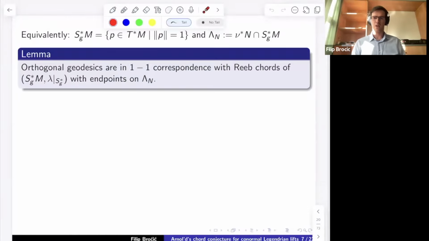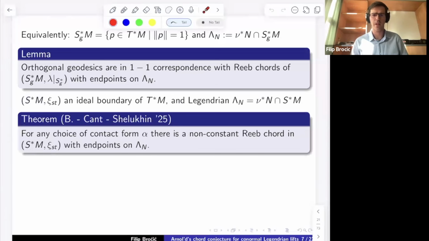Or there is a different correspondence because we want to study Reeb chords. So orthogonal geodesics are in one-to-one correspondence with Reeb chords on the unit cosphere bundle, which is induced by the set of unit covectors with respect to the given Riemannian metric. And we want to consider Reeb chords which are ending on Lambda N, and Lambda N is the conormal lift of a submanifold, meaning that we just take the conormal Lagrangian and intersect it with the unit cosphere bundle.